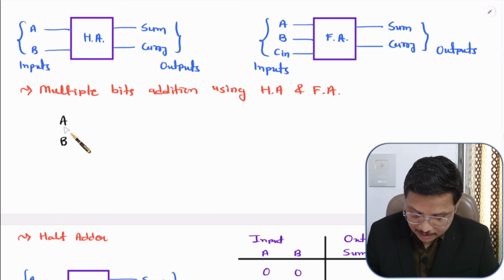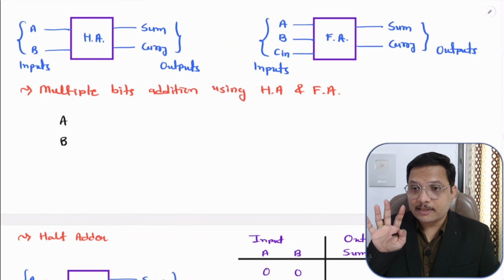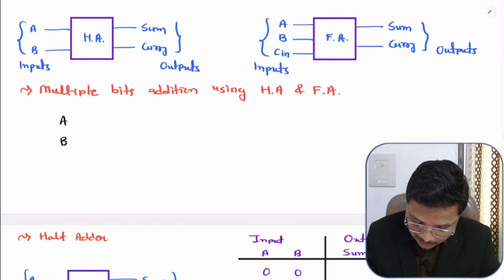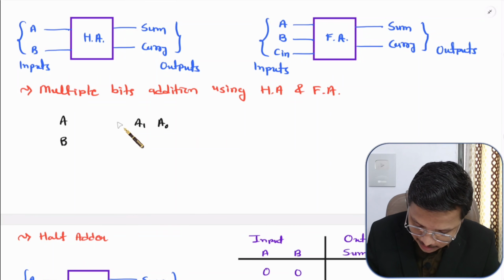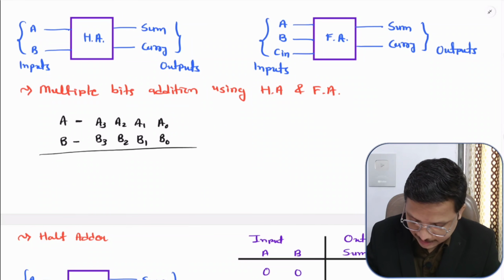Let us say we have A and B with multiple bits. Here I'm going to consider 4 bits with A and 4 bits with B. So A has 4 bits: A0, A1, A2 and A3. That is how 4 bits are there with A, and with B, B0, B1, B2 and B3. That is how 4 bits are there.